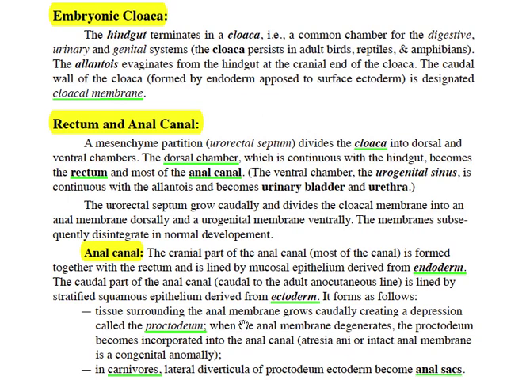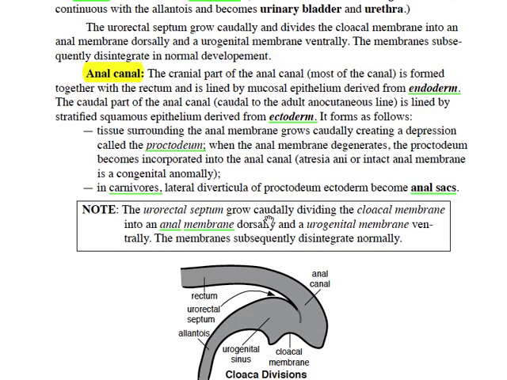Between the endoderm mucosal region and the ectoderm cutaneous region, there is an anal membrane. The anal membrane is the dorsal part of the cloacal membrane that was separated by the urorectal septum. That anal membrane must degenerate for defecation to be possible in the neonatal animal.